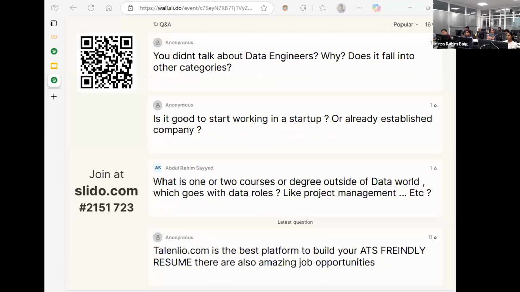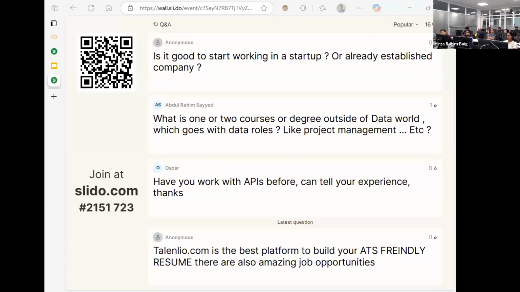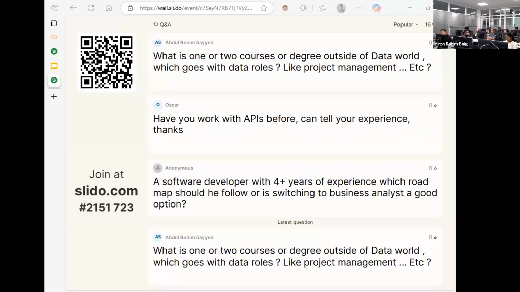Is it good to start working in a startup? Oh, these are very different questions. Someone asked, is it good to start working in a startup or an established company? Man, this is very hard to answer. I don't think I should answer for anyone. It totally depends on your mindset and situation and whatnot, right?